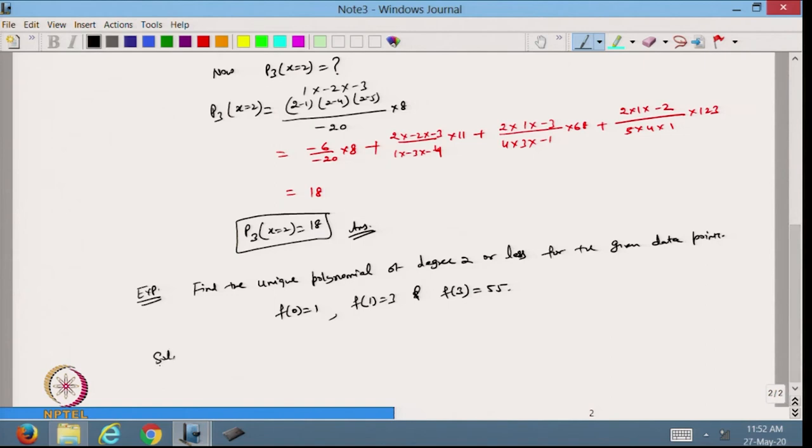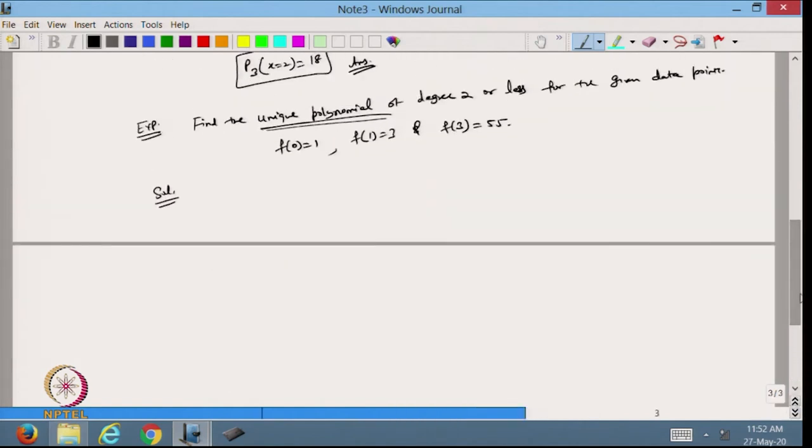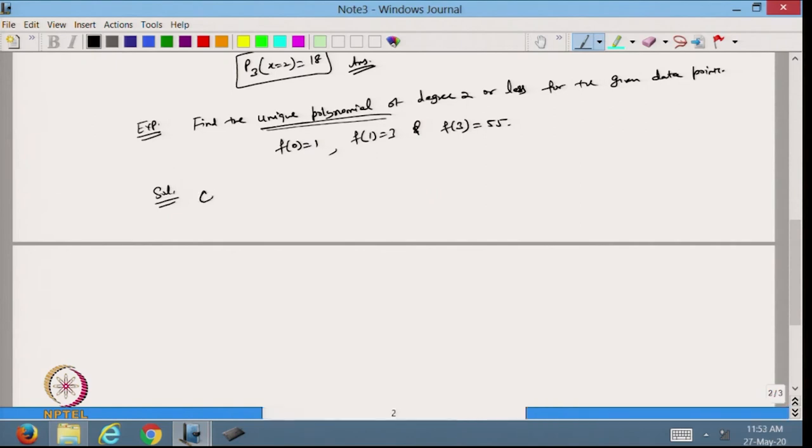Now let's do this one. So in this case I want to find the unique polynomial. So let's see, we already know that whatever the polynomial we are getting using the Lagrange or Newton divided difference, they are the unique polynomial. So let's verify this one for this data. So let's solve this one, the case 1 I am taking using Lagrange.